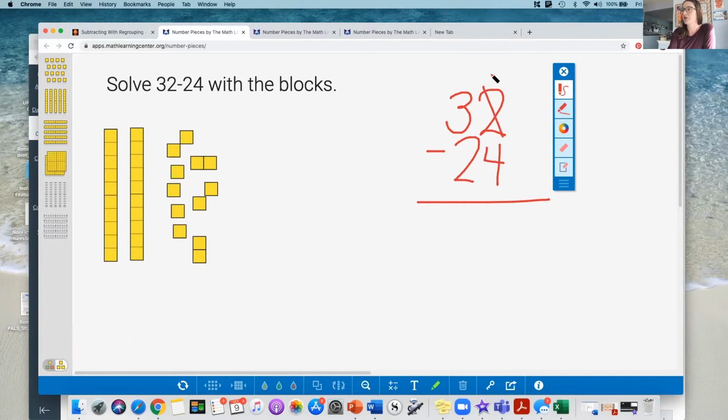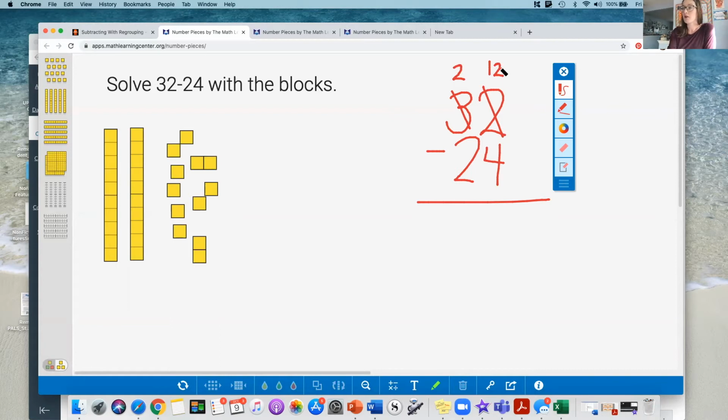Now I have 12 ones. What about my tens? Do I still have 3 tens? No, I only have 2 tens. What we just did is called regrouping. We grouped our numbers in a different way. This is still 32 if I count them all up, but now it looks different. And now I can solve it in an easier way.